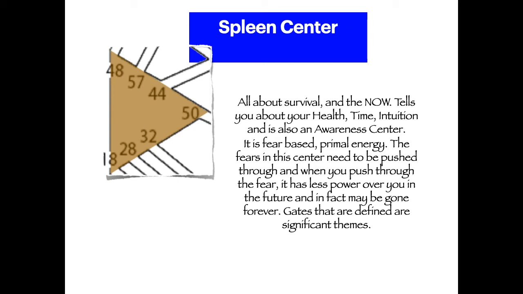So a lot of times when somebody has an open or undefined spleen, they may not really understand how long things take to actually happen. For instance, if you wanted to run an errand, you might think it's going to take 10 minutes, but in reality, it's more like an hour. But for you in your mind, it could be like, yes, it's only about 10 minutes. So the thing about the energy of the spleen is really the gates that are defined are the ones that are going to be important.